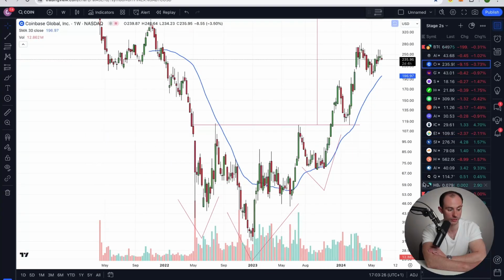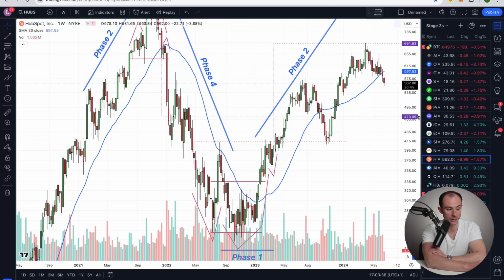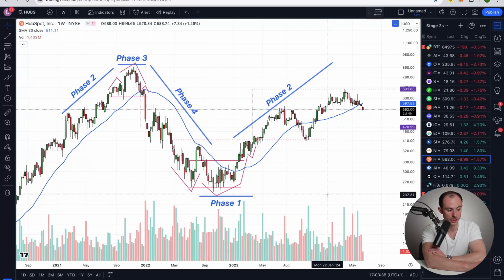A great stock for us was, of course, Coinbase. So Coinbase, brilliant stock. We still have higher targets for this. You get a breakout, then you get that retest before you then see that continuation. HubSpot is a really good example for us. You can see this here.